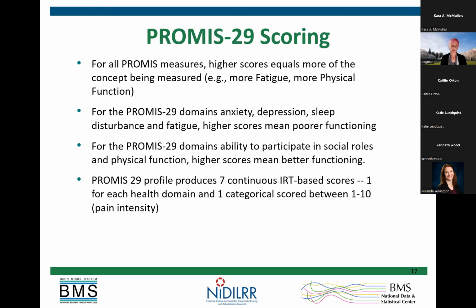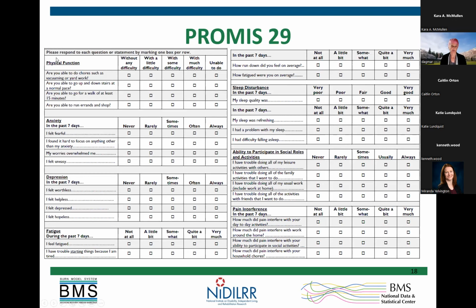PROMIS 29 provides 7 individual continuous IRT-based scores, 1 for each health domain, and they are not averaged or in any way totaled, and they do not provide any overall scores. So don't use the overall scores.